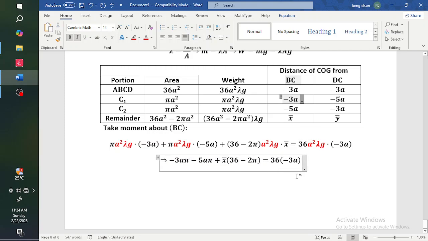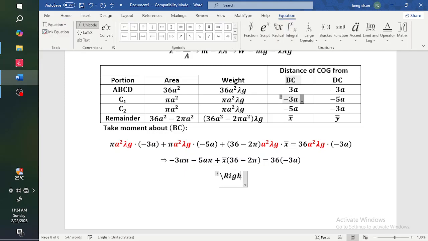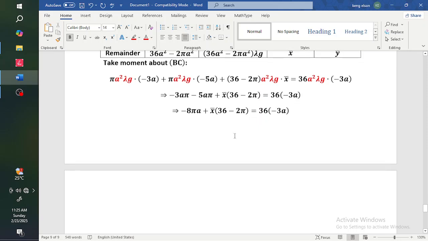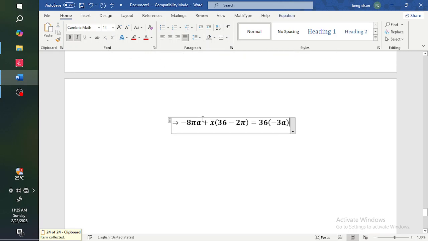Then we try to simplify by making x bar the subject of the formula. So here we have negative 8 pi a, so negative 8 pi a plus, let me just copy this, x bar times that quantity. Then I equate it to 36 times negative 3a. Now from there, let me just copy what is here so that we go directly to the next page. Okay, so this is what we have.